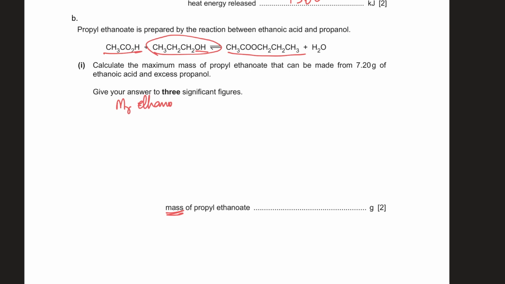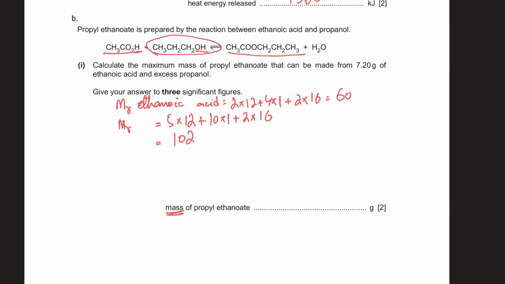So ethanoic acid, the MR is going to be, there's 2 carbons, so 2 times 12, plus 4 hydrogens, that's 4 times 1, plus 2 times 16 for oxygen, that gives me 60. Similarly, MR of the other thing, which is propyl ethanoate, that is going to be, how many carbons do I have? In fact, I have 5 carbons, so 5 times 12, plus 10 hydrogens, so 10 times 1, plus 2 times 16. So my total MR is going to be 102 grams.